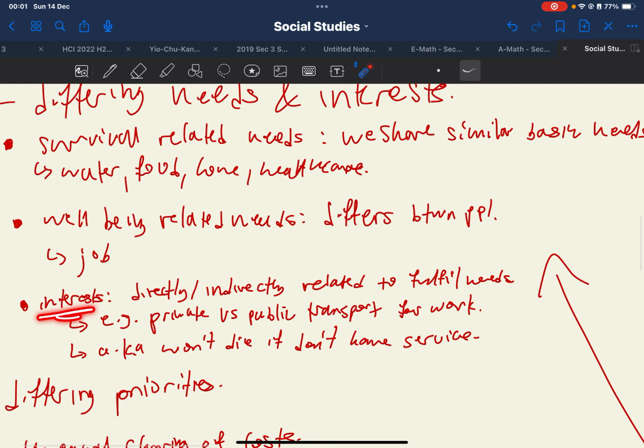Next is interest. Interest is completely unrelated to your survival. You don't need it to survive. It's, for example, more of a very extravagant item, okay? For example, they are indirectly and directly related to fulfilling your needs.